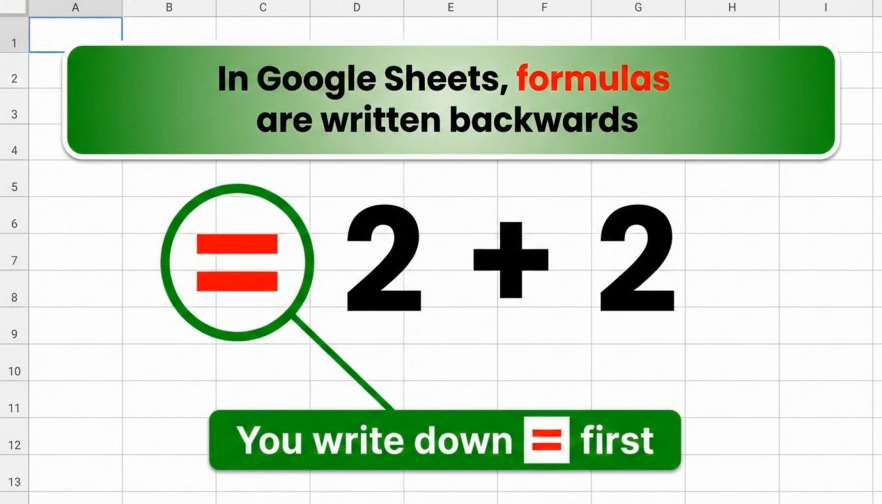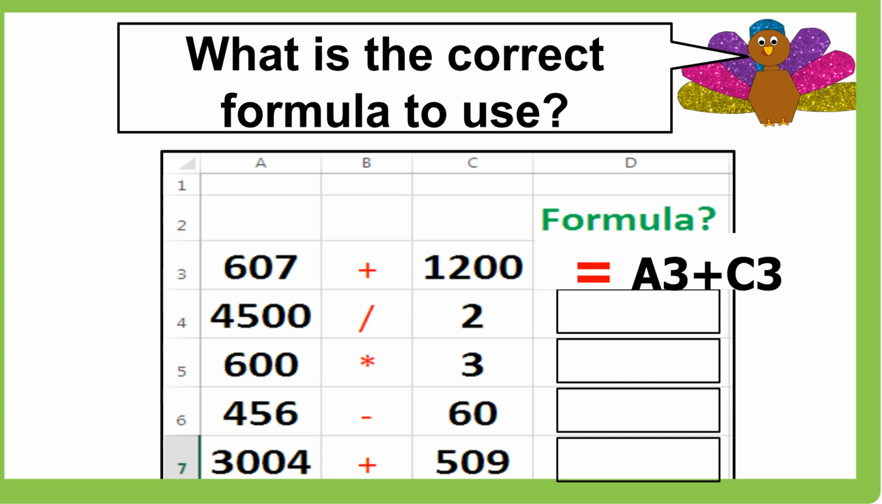In Google Sheets, formulas are written backwards, meaning you must start with the equal sign first, followed by the equation, such as equals 2 plus 2. Here is an example of a formula, equals A3 plus C3. Can you determine the correct formula for the remaining examples shown here? For instance, the answer for cell D4 would be equals A4 slash, or divide by, C2.